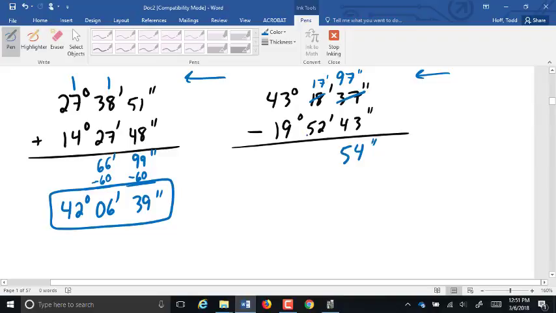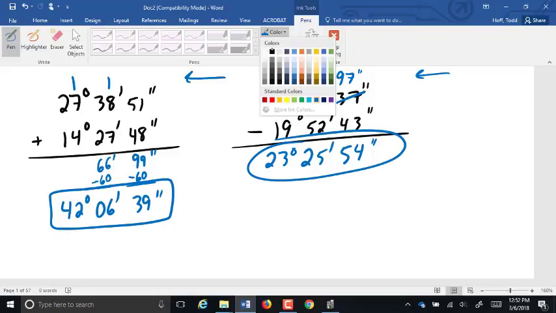What do we have to do? Borrow from the 43. That is going to become 42, and the 17 minutes becomes 77 minutes. Now we subtract. 77 minus 52 is 25 minutes. 42 minus 19, 23 degrees. Any questions?